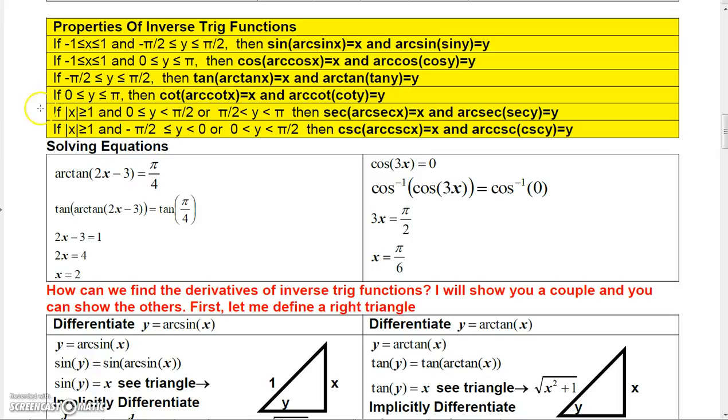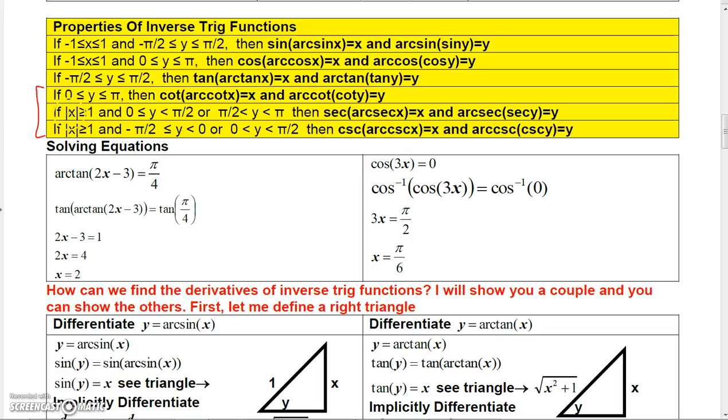And then there's also three properties here for the other three functions, but some of them can be a little more complicated. This one's not. Cotangent and arc cotangent are not too complicated. Y has to be between 0 and pi inclusive, and then you get that the cotangent of arc cotangent x is x, and the arc cotangent of cotangent y is y. For these other two, you've got to have the absolute value of x greater than or equal to 1.